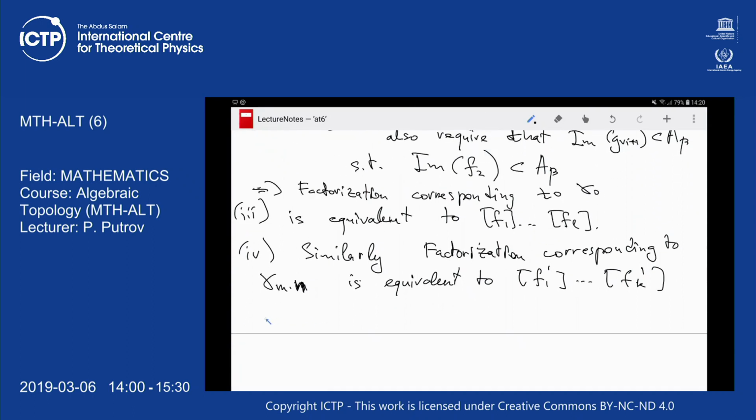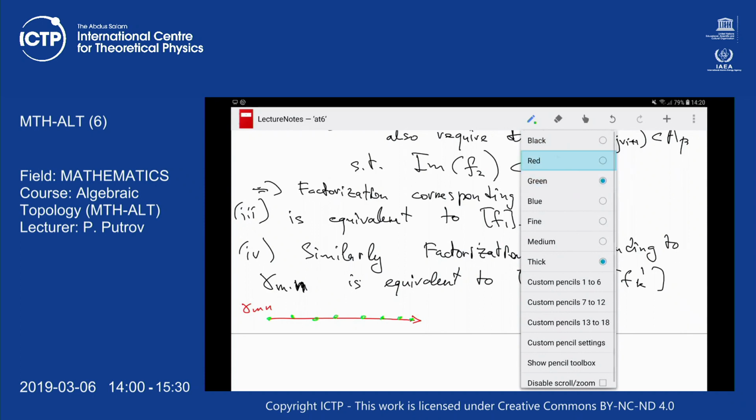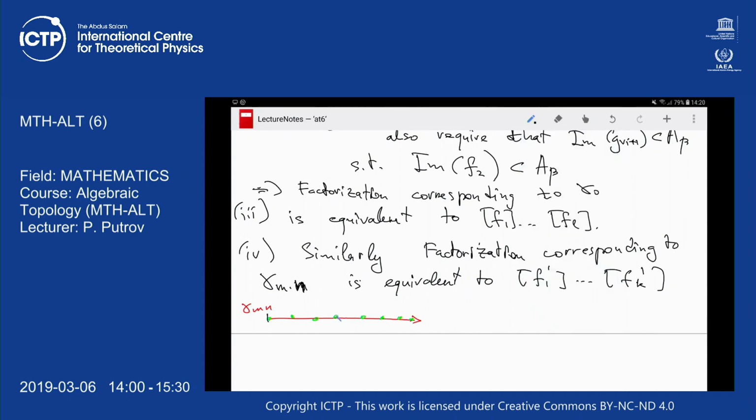This is done by a similar argument. If you consider the path gamma mn, it looks like this, and there will be, as constructed before, some vertices. So we have a factorization corresponding to this, so that each edge gives a certain factor, and then we use the fact that the subdivision by the green vertices is a subdivision of the division given by this factorization.